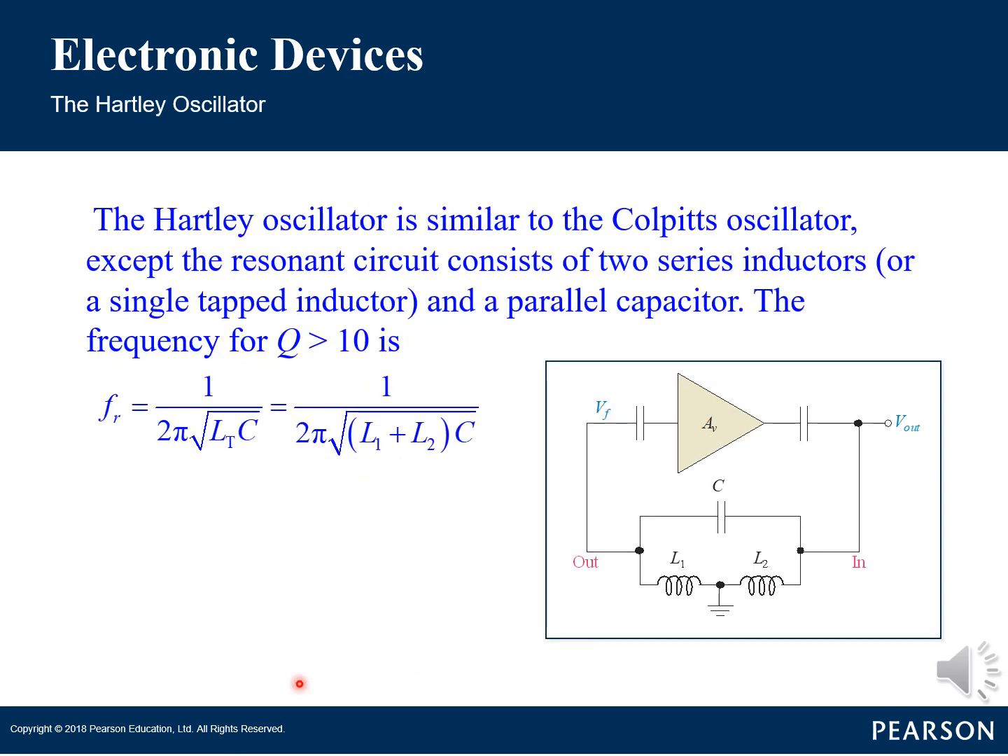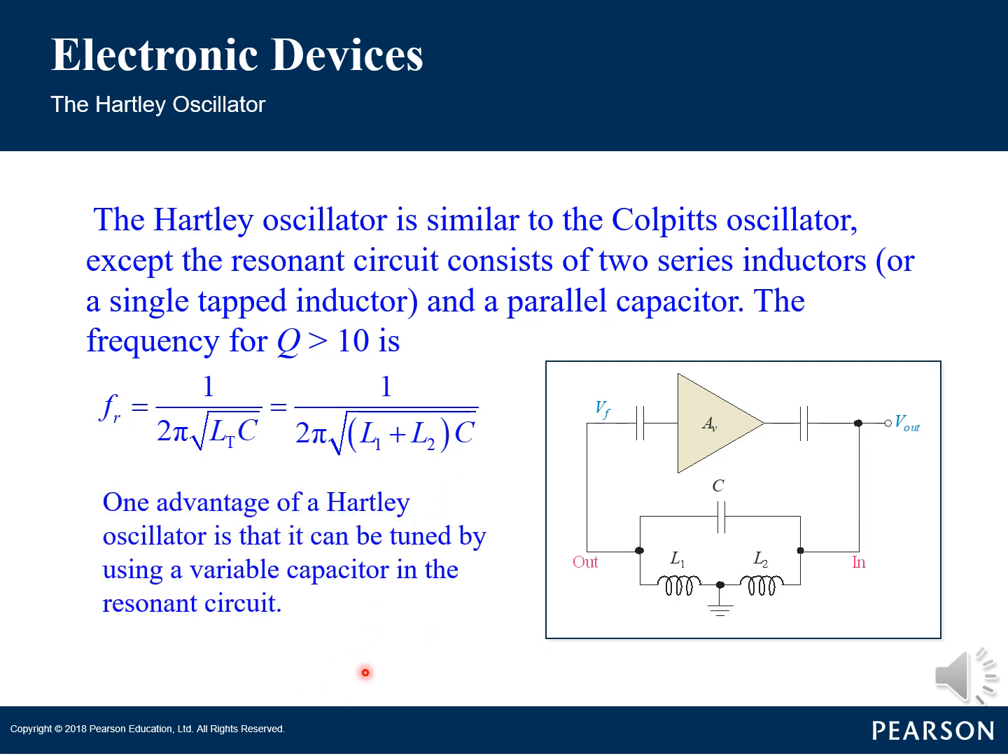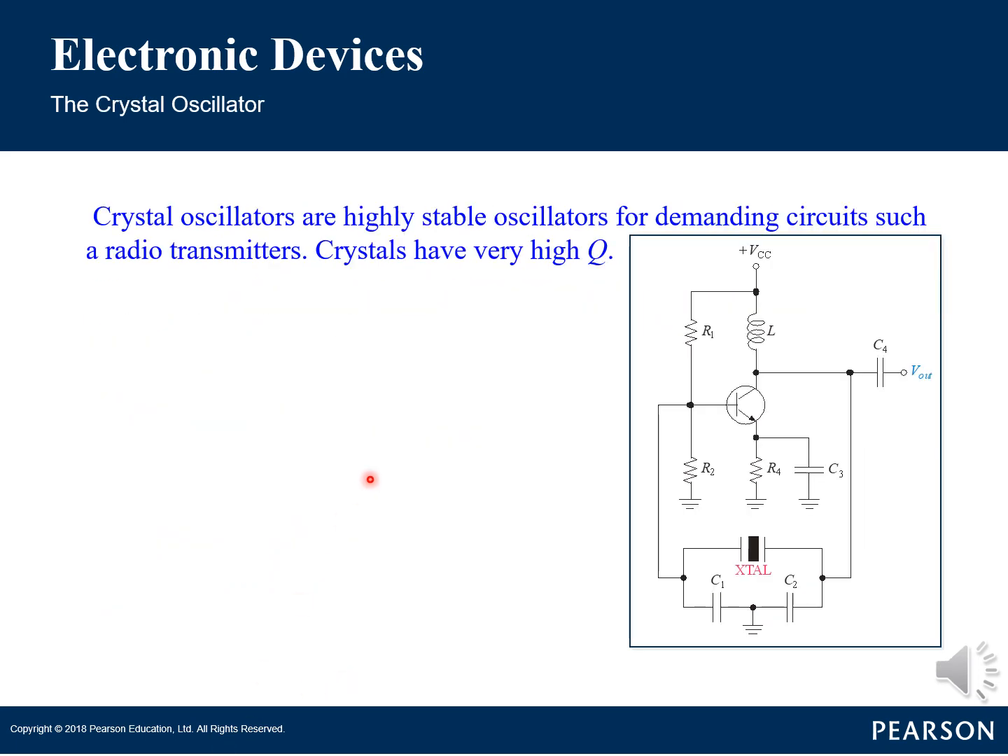The Hartley oscillator is similar to the Colpitts oscillator, except the resonant circuit consists of two series inductors, or a single tapped inductor, and a parallel capacitor. The frequency for Q greater than 10 is like this. One advantage of a Hartley oscillator is that it can be tuned by using a variable capacitor in the resonant circuit. Next is the crystal oscillator.